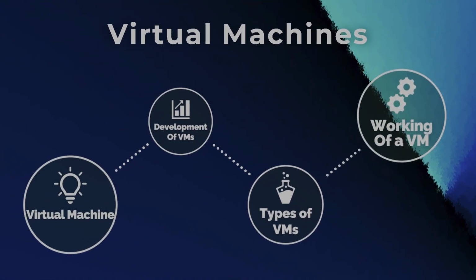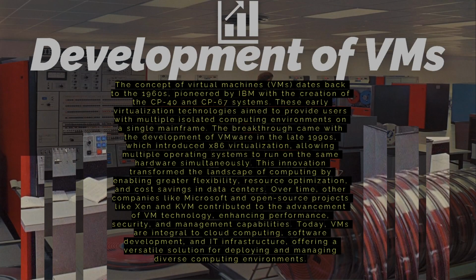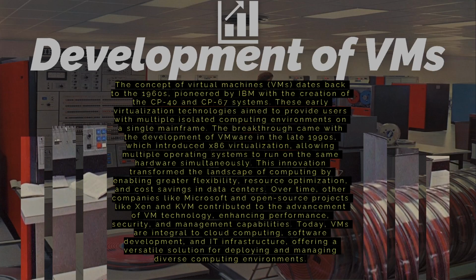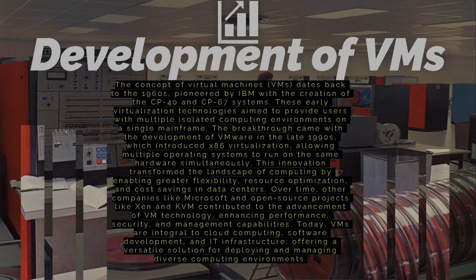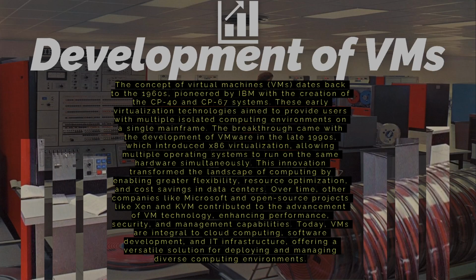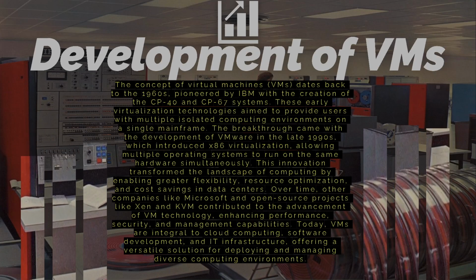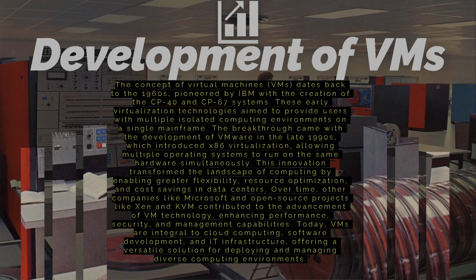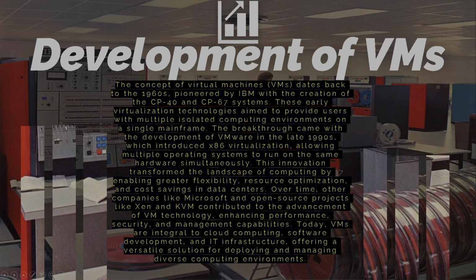So let's see when they actually started. Virtual machines were created back in the 1960s by IBM. The first few machines they made were CP40 and CP67. They used virtualization technology, which is still what it is called these days. Over time, many other companies like Microsoft contributed to virtual machine technology, and now they are very powerful and used for cloud computing and many other things like that.